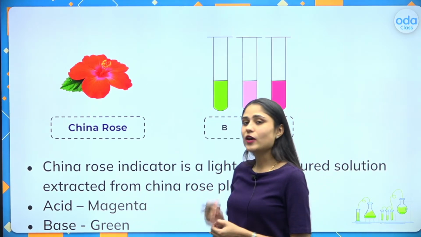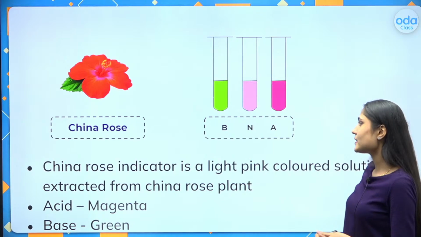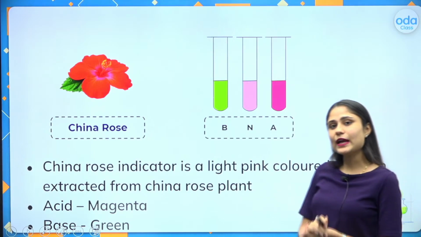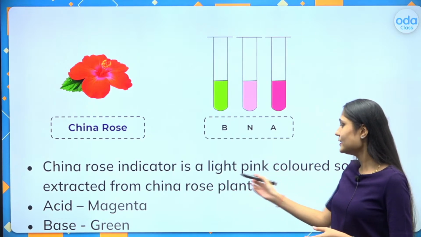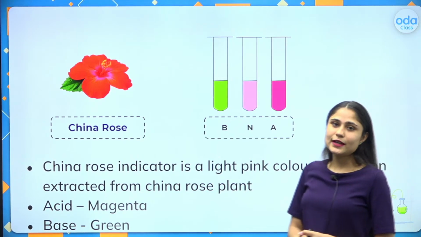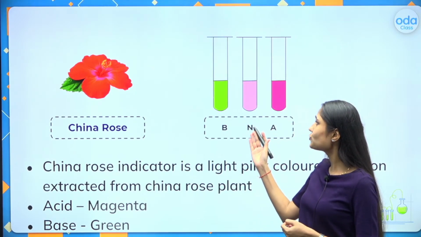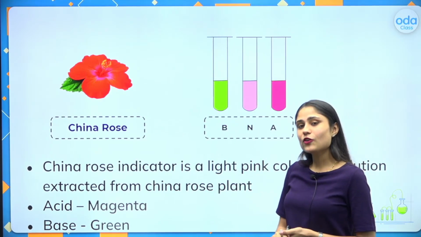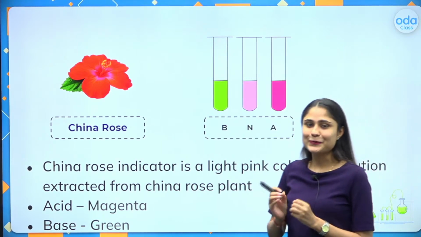When we add this China rose indicator into acids, it turns magenta in color, as you can see right here. Okay, in acid, it is showing magenta. However, when we add it into a base, it will be green in color. And when it is neutral, as I've already said, it is a light pink colored indicator. Is it clear to everyone? So China rose, in the neutral case, will be light pink in color. It will be green in case of bases, and in case of acids, it will be magenta in color, right?